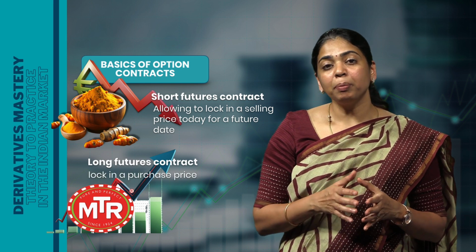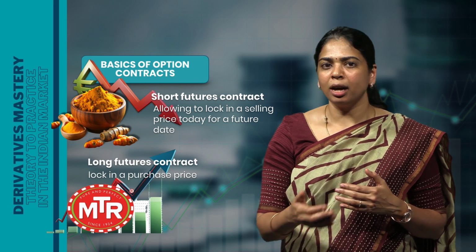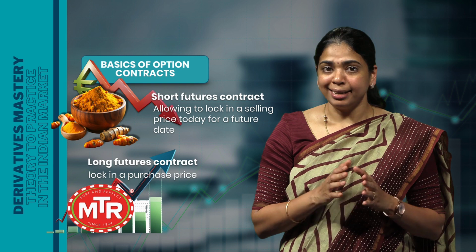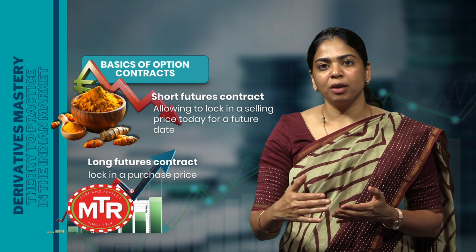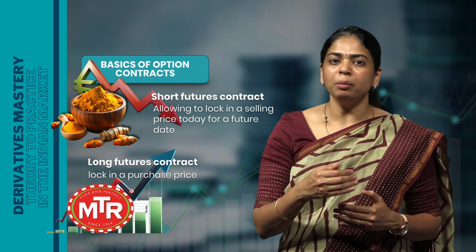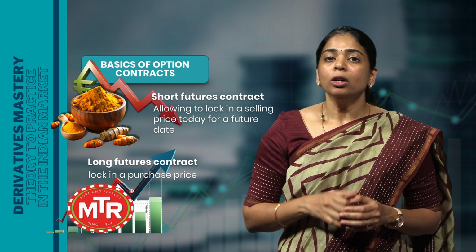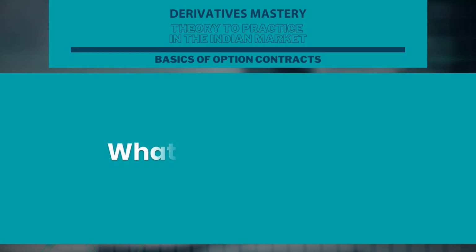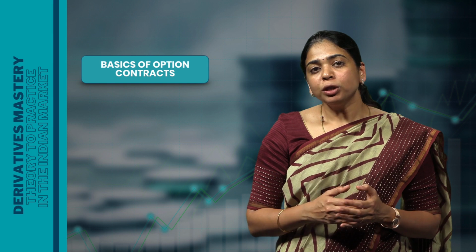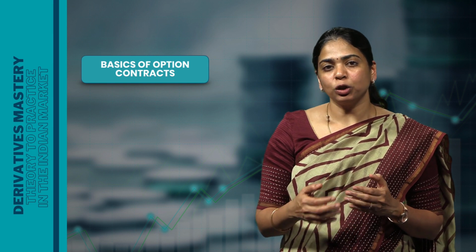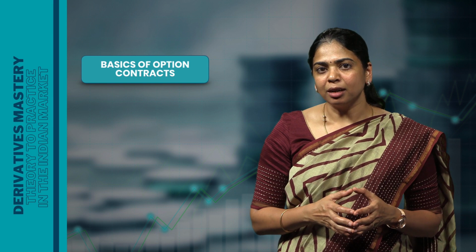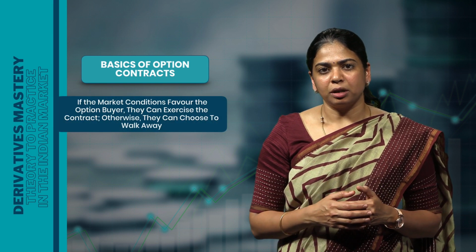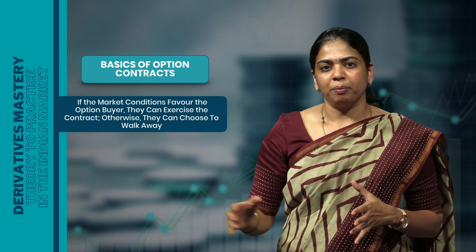And beyond hedging, people also use futures contracts for speculation and arbitrage opportunities. However, the payoff in a futures contract is linear, meaning if the price moves unfavorably, there is a potential for unlimited losses. To avoid such risks, one might consider using options instead. So, what are options? Options provide the right but not the obligation to fulfill the contract. In simple terms, if market conditions favor the option buyer, he can exercise the contract. Otherwise, he can choose to walk away.